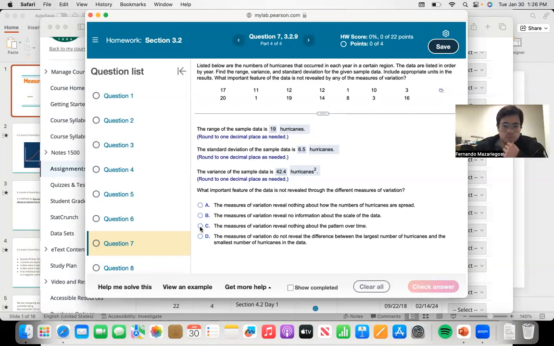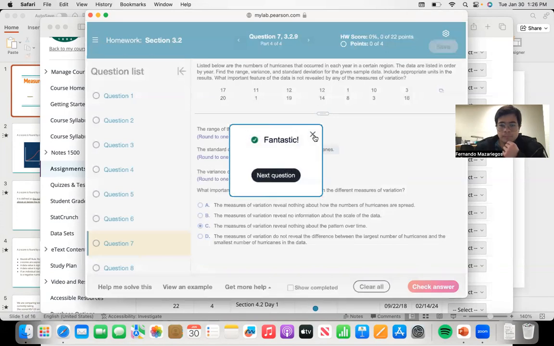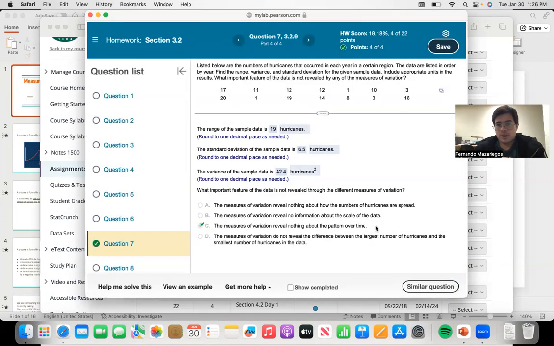This might be the one. Because even though we have a data set ordered by year, we don't see any pattern just by looking at these results. And then we can check that option D is also false. The measures of variation do not reveal the difference between the largest number and the smallest number, which is false because that is exactly the range. So they do reveal that difference. Good. So whenever we need to find these, we can just use StatCrunch.